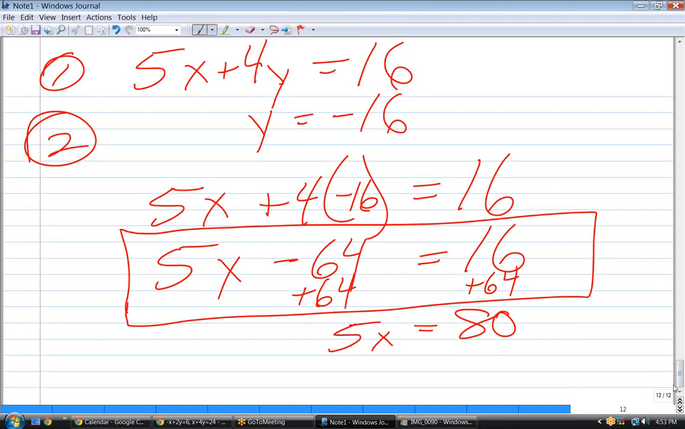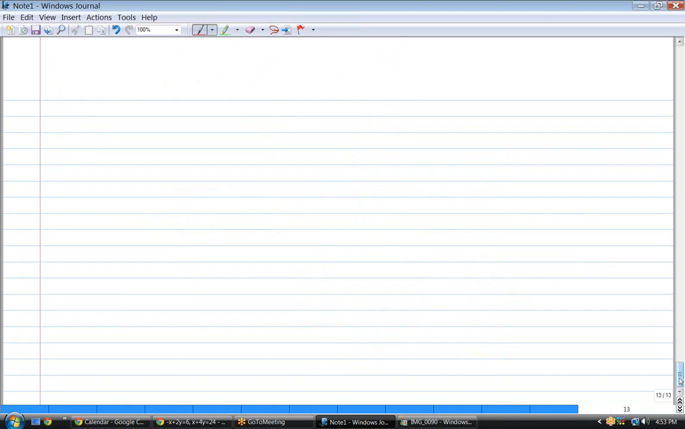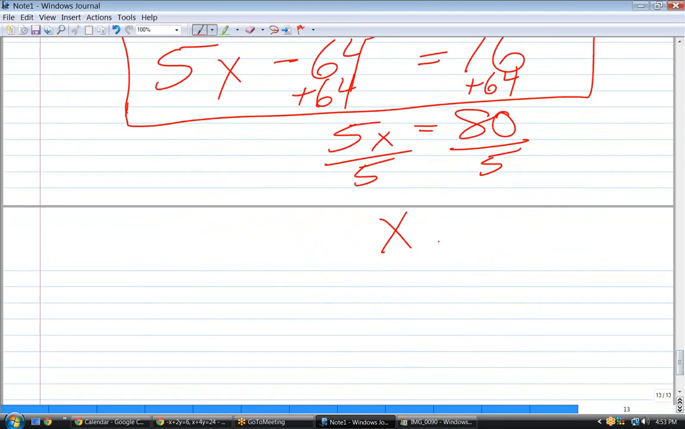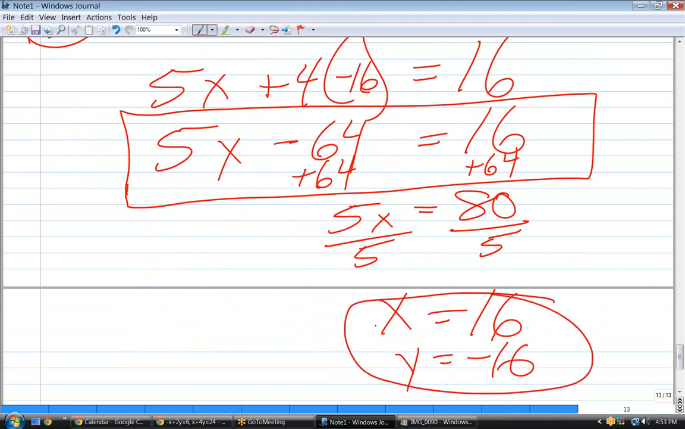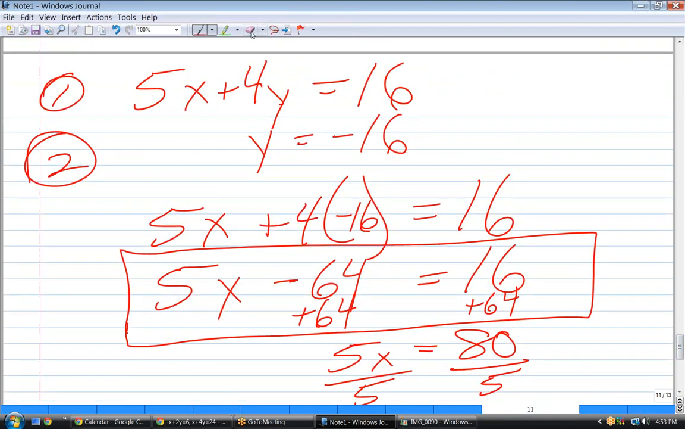Then you just divide by 5. In other words, now we've got 5 multiplying x. So the way to get rid of the 5 is to divide by 5. Always do the opposite of what it's doing, which means x is equal to 16. Well, one of the original equations was y equals minus 16. So there's our solution, okay, that we solved algebraically. We solved it by using the method of substitution. Well, they wanted us to solve it graphically, so let's do that also.